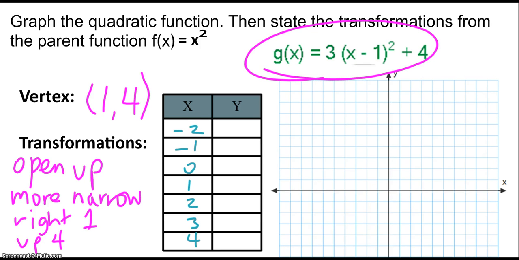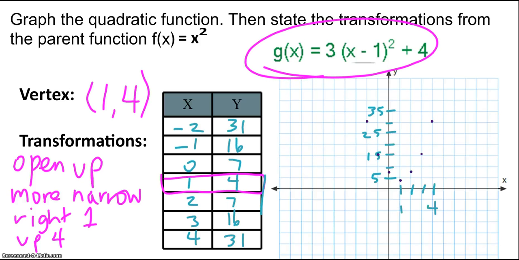Now you're probably wondering, how should you set up your table? Where should you start? I always like to put the vertex in the very middle and then choose 3 points to the left and 3 points to the right. So I want you to do the same thing. Now that you know which x values to look for, go ahead and fill in your table and plot the points. All right, now we had to change the scale of the y-axis in order to get it all to fit on the graph. So the points you have here, and then all you need to do is connect them to make your parabola. And that is the parabola of 3(x minus 1) squared plus 4.